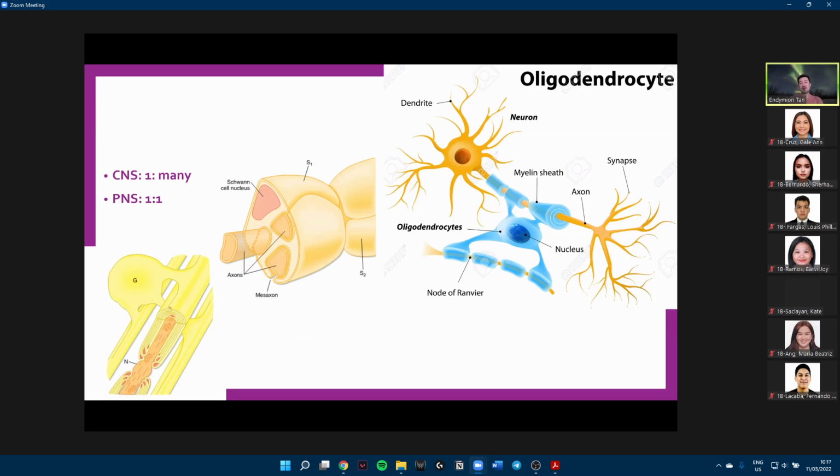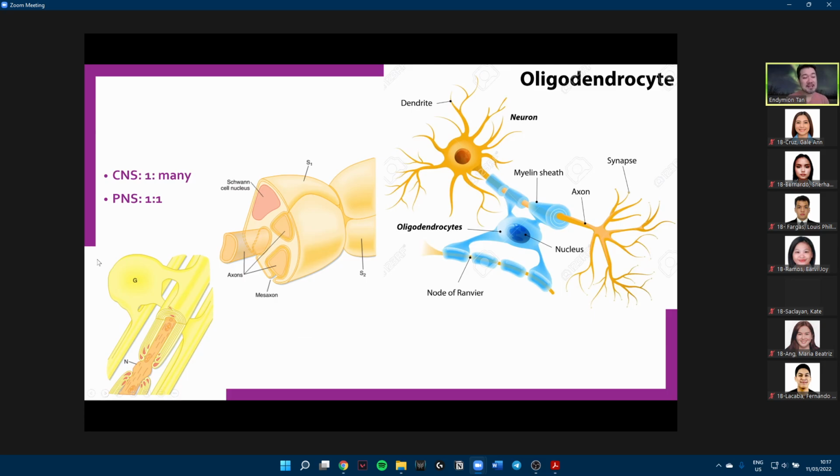Next, oligodendrocytes are important because they produce the myelin sheath in the central nervous system, while your Schwann cells would produce the myelin sheath in the peripheral nervous system. So oligodendrocytes, myelin sheath in the CNS, pag peripheral nervous system sa Schwann cells. You have to remember that.